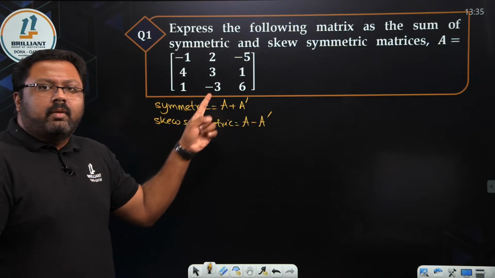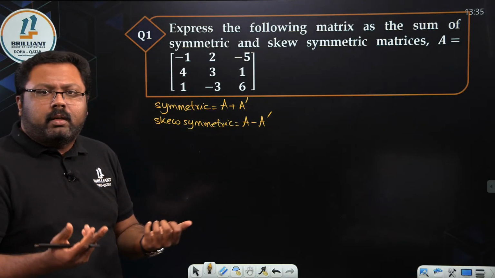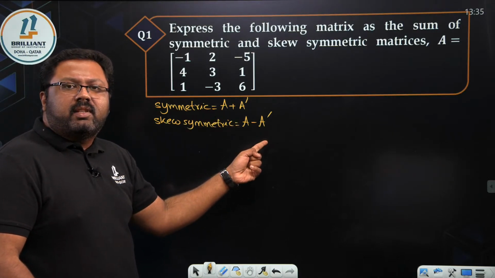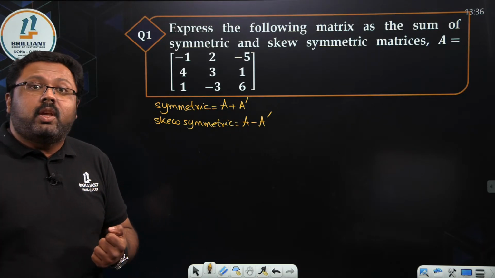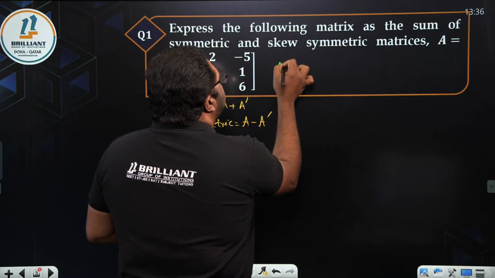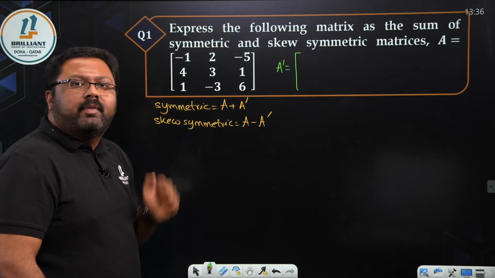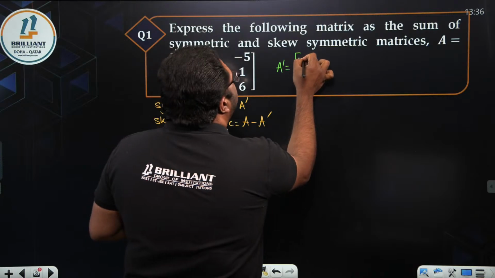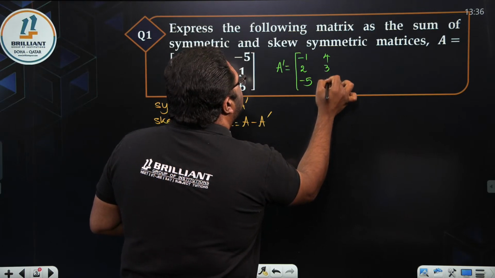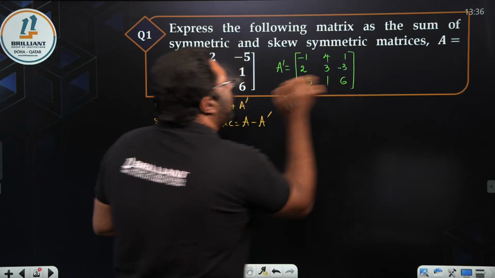The best way to convert a given square matrix into a symmetric matrix is simply to add the matrix with its transpose. If you subtract the matrix with its transpose, you will get a skew symmetric matrix. First of all, let's find the transpose of this given matrix. I hope everybody knows how to find the transpose. Make each row the column of the matrix. The first row becomes the first column, minus 1, 2, minus 5. Second row becomes the second column, 4, 3, 1. Third row becomes the third column, 1, minus 3, and 6.